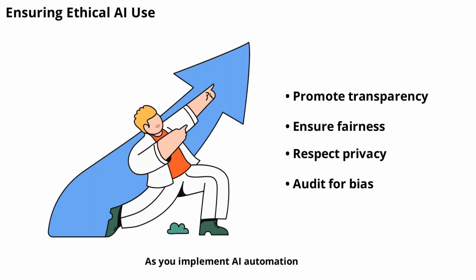As you implement AI automation, it's important to consider ethical implications. Ensure your AI systems are transparent, fair, and respect user privacy. Establish clear guidelines for data usage and regularly audit your systems for bias or unintended consequences. Ethical AI use builds trust with customers and protects your business reputation.